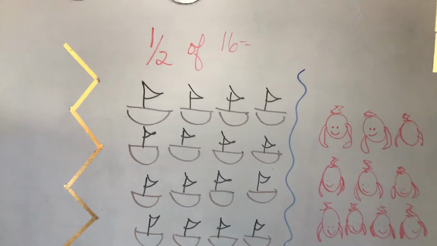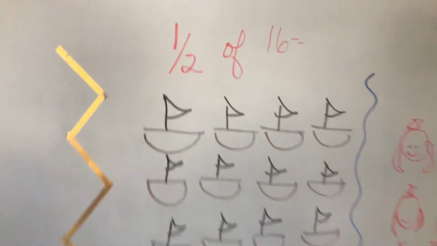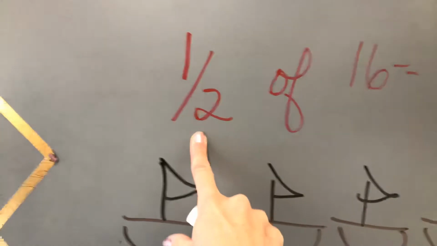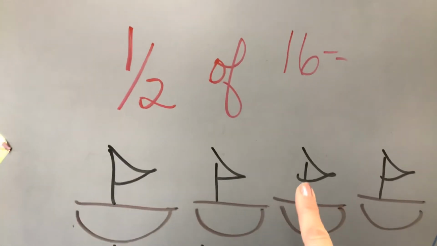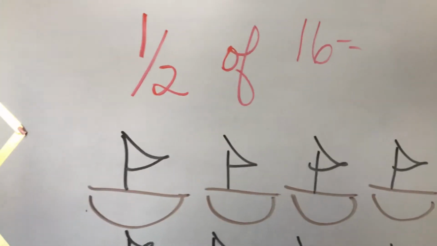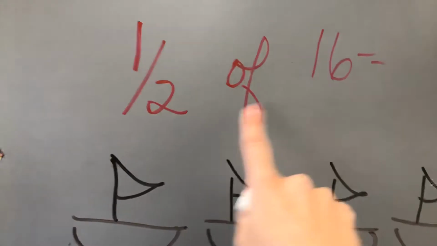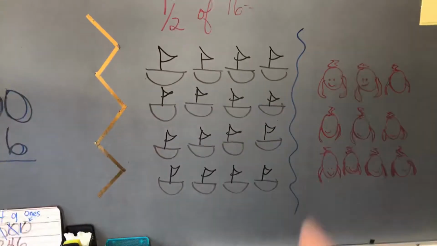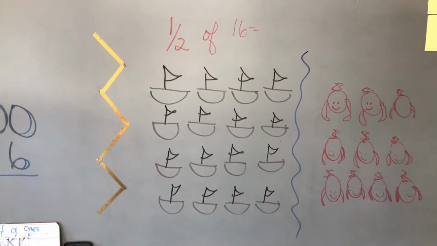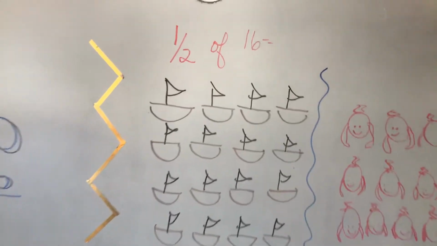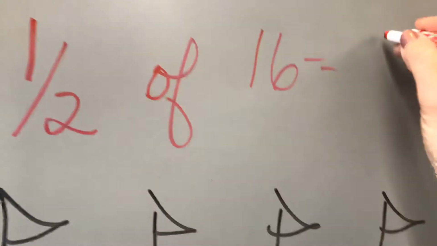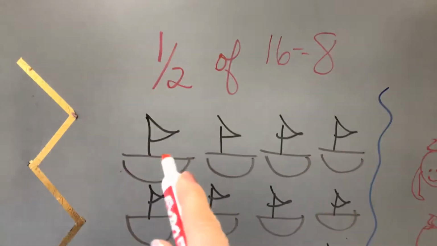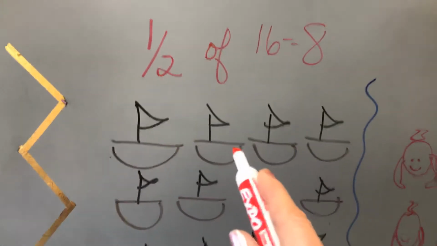And I want to know how many I'm going to put in each group. Now look, I am going to have 2 groups total. So how can I figure out how to put my ships in 2 groups? I can count by 2s until I get to 16. Count with me, please. 2, 4, 6, 8, 10, 12, 14, 16, and I hope you got the same answer as me. You should have had 8.